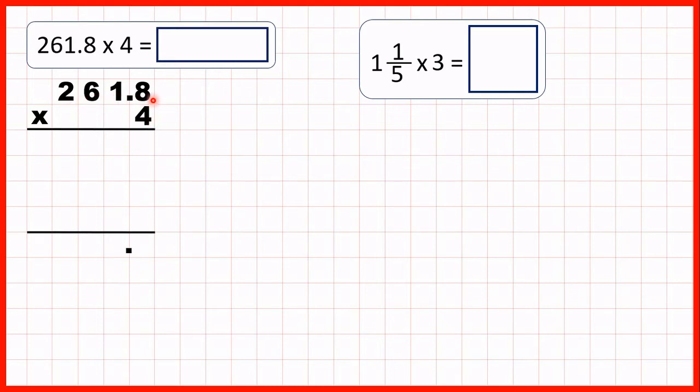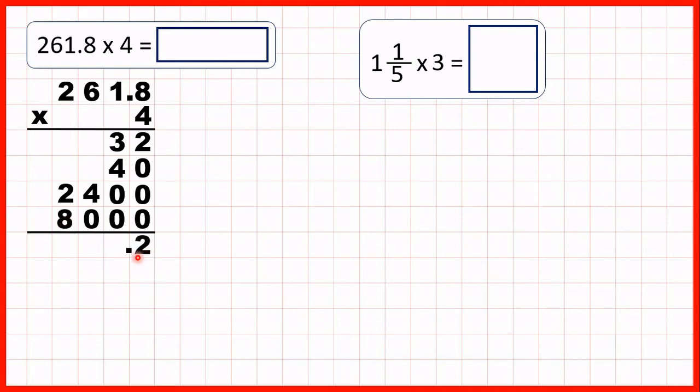So now that we've done that, we can just multiply as normal, as if we were doing 2,618 times 4. 8 times 4 is 32. We need a 0 in our second answer line. 1 times 4 is 4. We need 2 zeros in our third answer line because we're multiplying by the third digit. 6 times 4 is 24. And now we need 3 zeros in our fourth answer line because we're multiplying by the digit that's 4 places from the right. So 2 times 4 is 8. And we can add up our answer lines to get our answer.